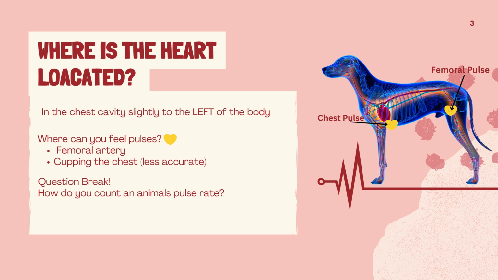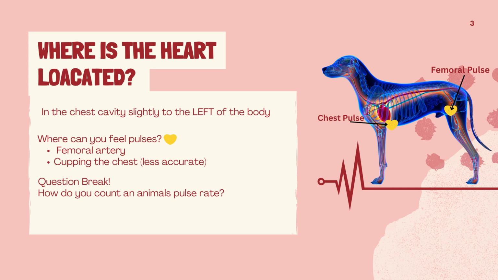So, where is the heart located in an animal? It is located in the chest cavity, slightly to the left of their body. Where can you feel pulses? Preferably, you can feel pulses in the femoral artery, which is located in the back leg of each animal. You can also feel their heartbeat through cupping their chest. It is less accurate, and I do advise using a stethoscope to hear the heartbeat and get an accurate heart rate. Now, please pause the video and read the question below and come right back to hear the answer.